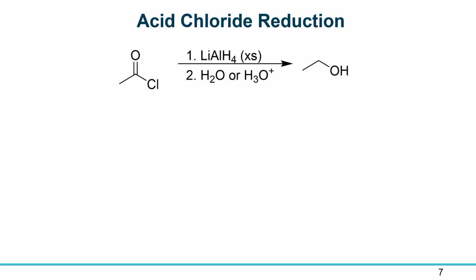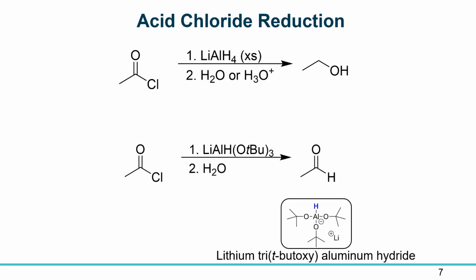Although this reaction goes through an aldehyde intermediate, it is almost impossible to stop at the aldehyde using lithium aluminum hydride. To effectively reduce to the aldehyde, a less reactive derivative of lithium aluminum hydride may be used, lithium tri-tert-butoxyaluminum hydride, sometimes called LTBA.